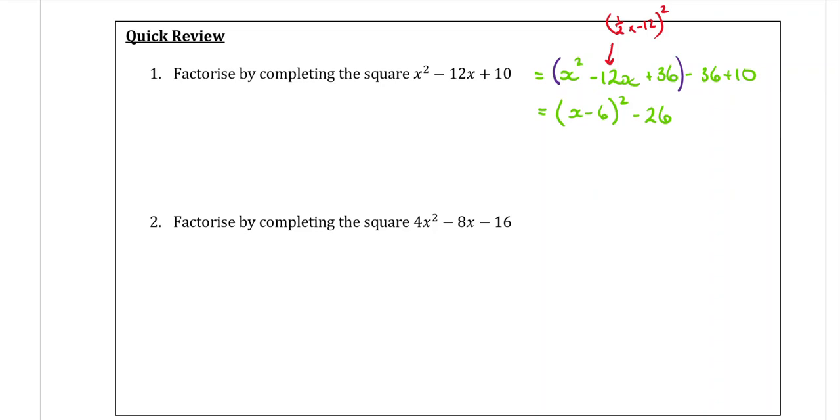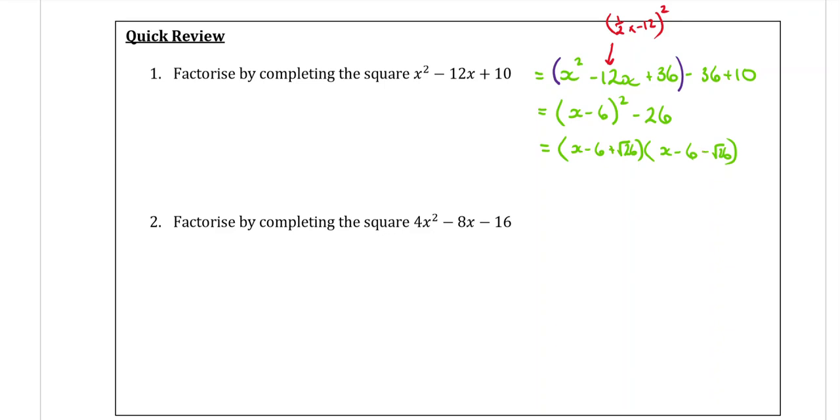Now what we have here is a difference of two squares. So to factorise it completely, we need two large sets of brackets. We square root the x minus 6 squared, which will be x minus 6 at the start of each bracket. And then we square root the 26 at the end of each bracket and have 1 plus and 1 minus sign in between.